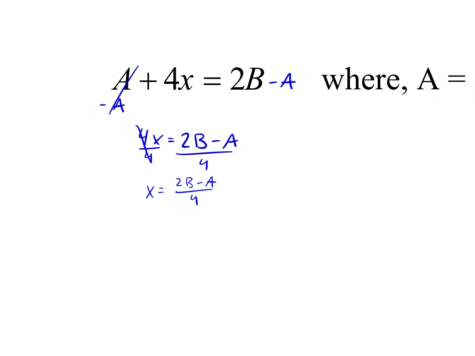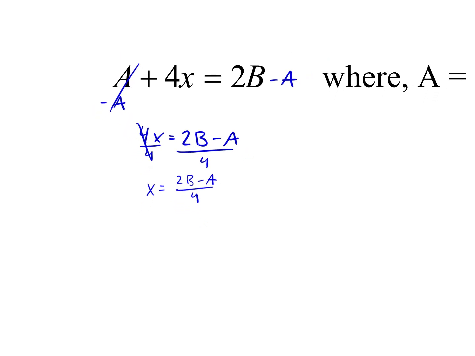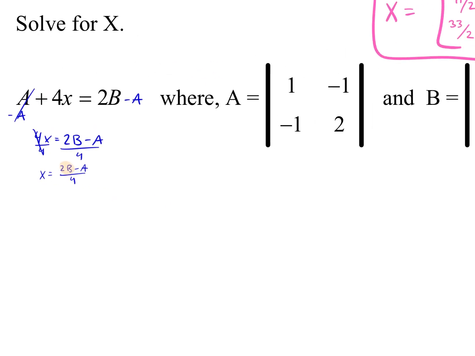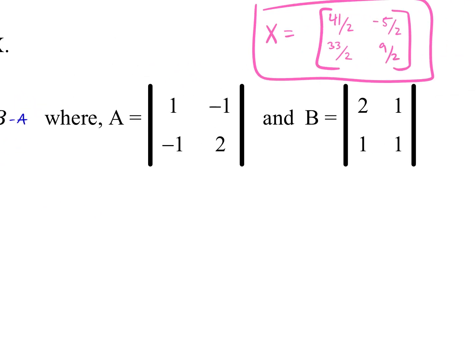So first thing I want to do here is find what 2b is going to be equal to. So I'm going to take my matrix B and multiply it by the scalar of 2. So 2 gets distributed to everything inside of our matrix. So this would be 4, 2, 2, 2. So this is 2b.